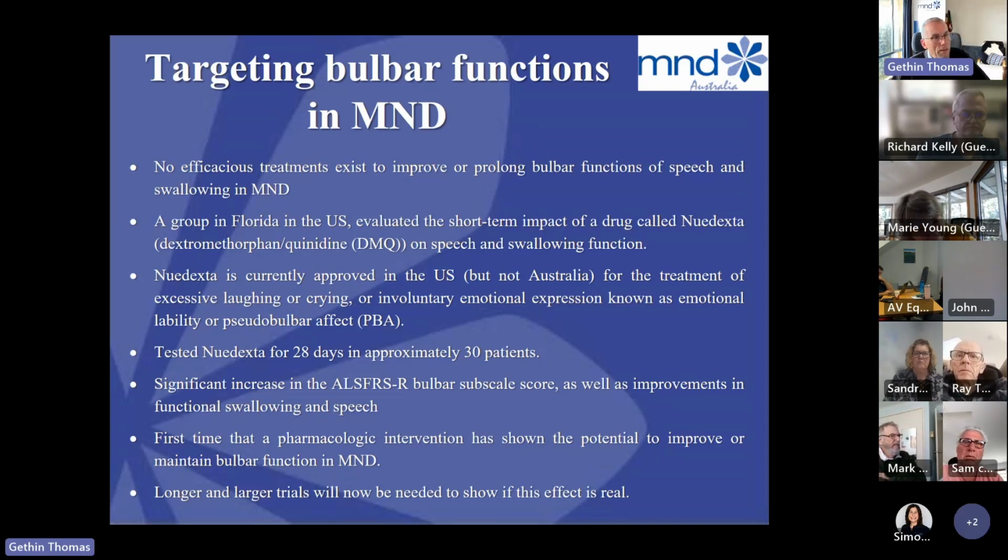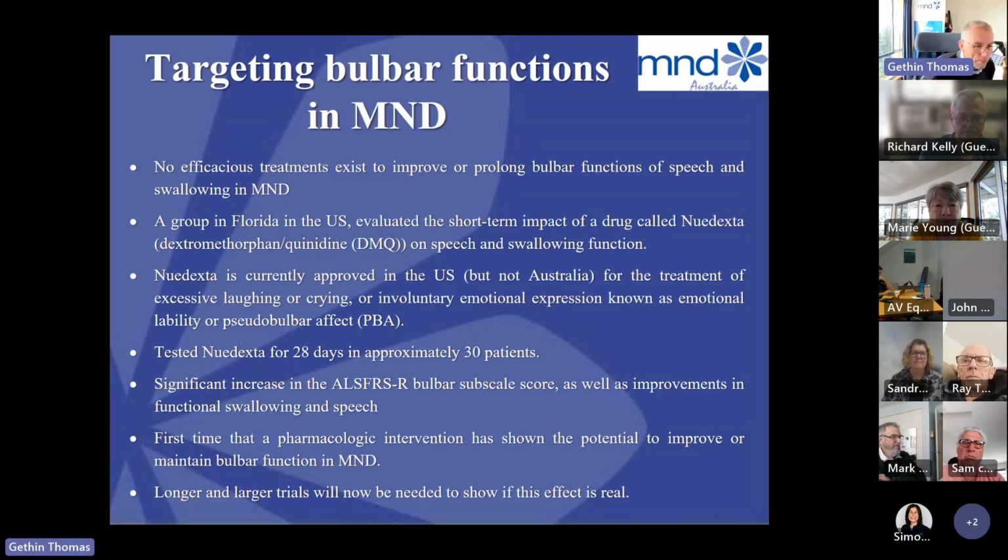I don't know if you have any better ideas, Sandra. It's used for the treatment of excessive laughing or crying, basically, or involuntary emotional expression known as emotional lability or pseudobulbar affect. They tested it for 4 weeks in a small group of 30 patients, and they showed that on the bulbar subscale score of the ALSFRS-R, it showed significant increases as well as improvements in functional swallowing or speech.